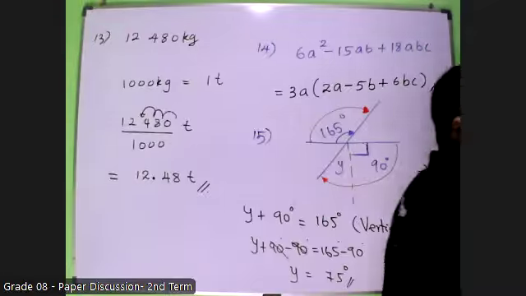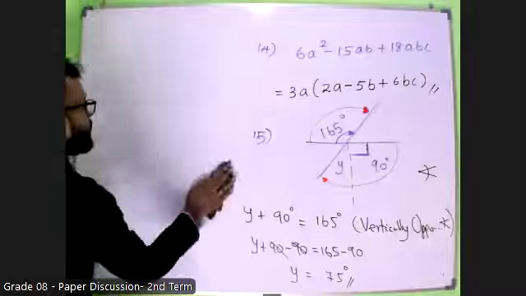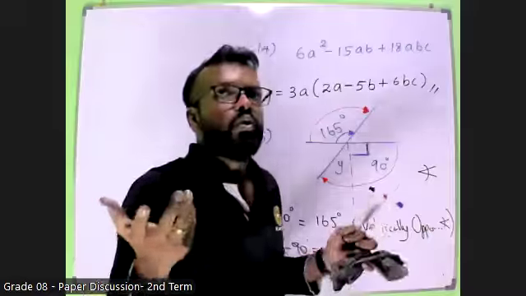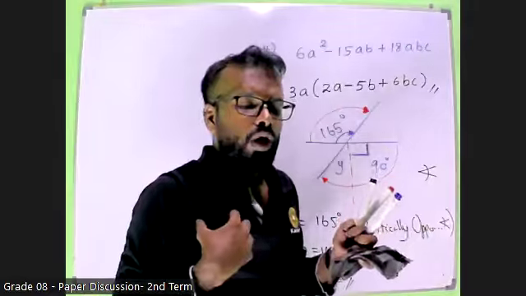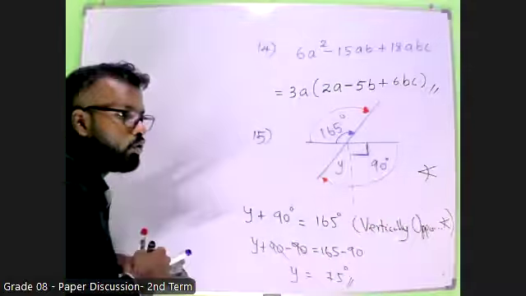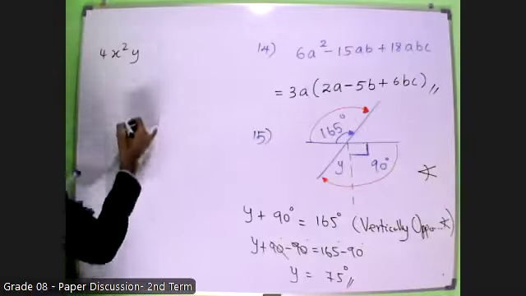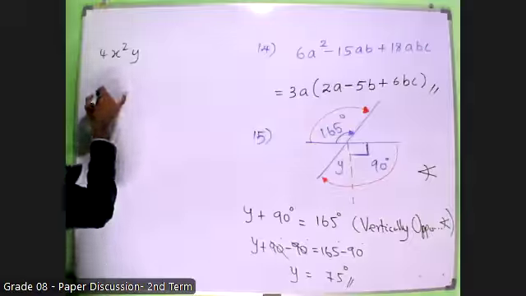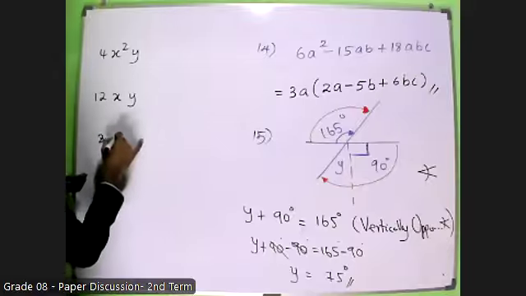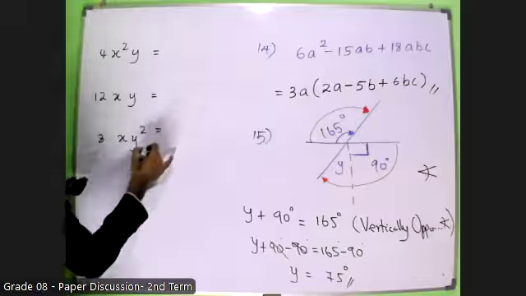Okay. Next one, 16th one. You have to find the highest common factor. Right? So in this case, you need to identify how am I going to find the common factor? What are the basic steps that I want to do? So first term is 4x squared y. Then next one is 12xy. Next one is 8xy squared. So these are the things, right?